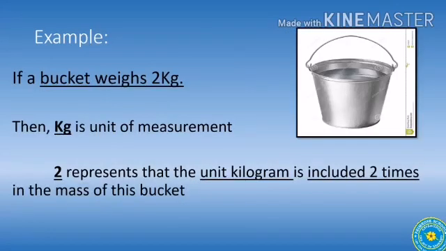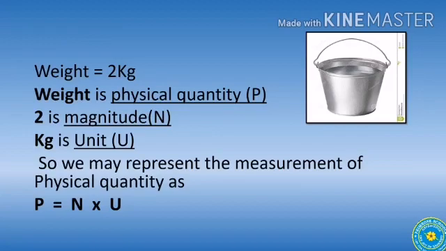We also saw an example. Okay, a bucket weighs 2 kg. So here kg is unit and 2 is magnitude. That means 2 represents that the unit kilogram is included 2 times. Got it? Okay, so weight equals 2 kg. Here weight is what? Physical quantity. So to measure this weight, what are the things we require? Magnitude and unit. Correct. So here 2 is magnitude, kg is unit.